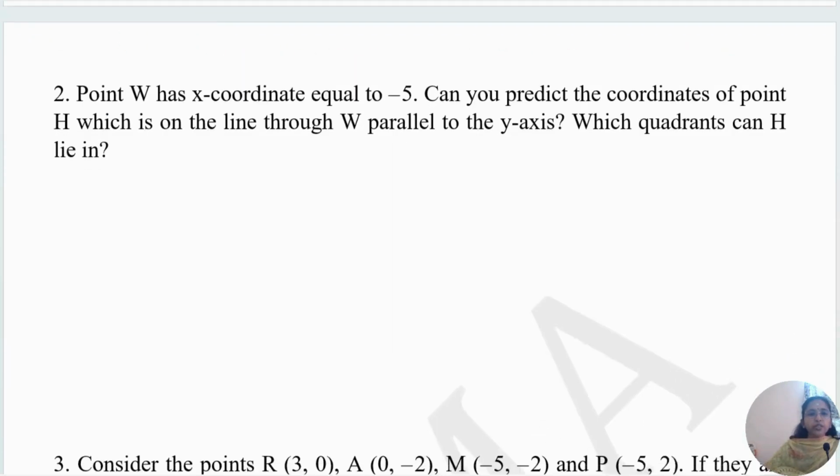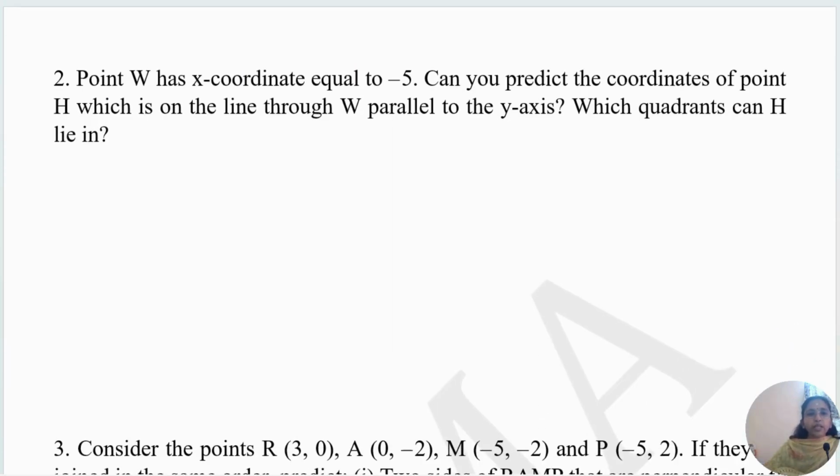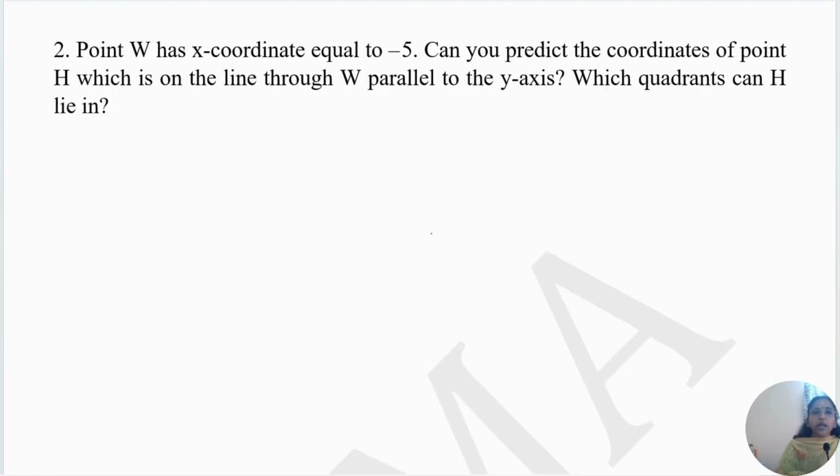And coming to the next question, look at here. So point W has x coordinate which is equal to -5. Can you predict the coordinates of the point H which lies on the line through the W parallel to y-axis? Which quadrant can H point lie in?